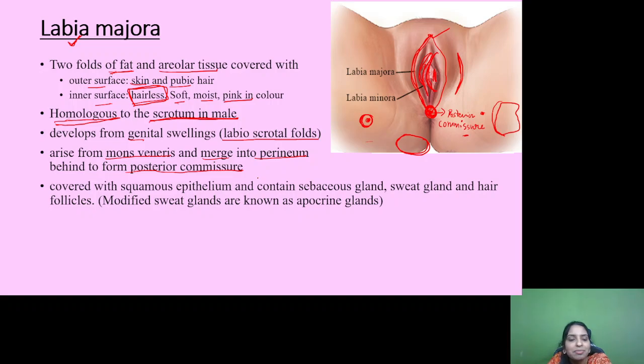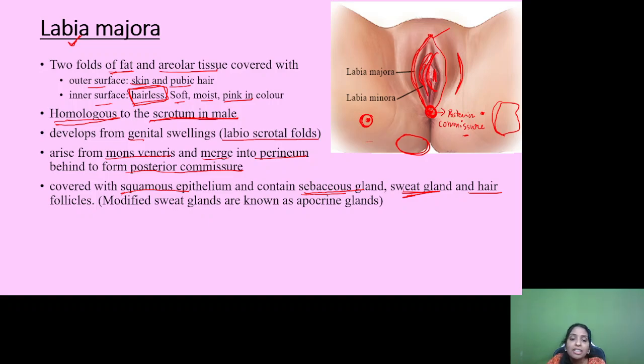Next, every tissue, every organ consists of epithelium, right? And mostly this is squamous epithelium. As I said, labia majora is soft, moist, pink. Moisture means some glands should be there, so there are sebaceous glands or sweat glands. And as I said, the outer surface of the skin of the labia majora consists of hair, so it also consists of sebaceous glands, sweat glands, and hair follicles.